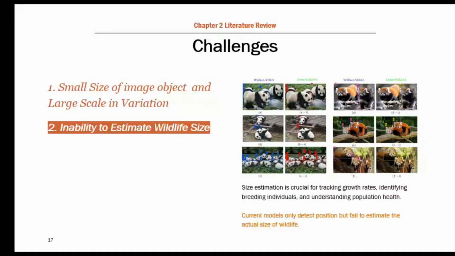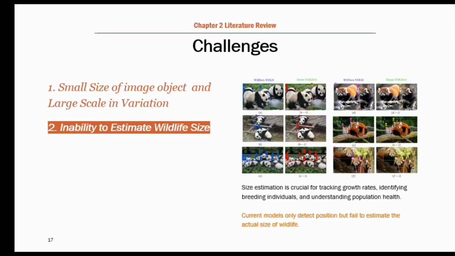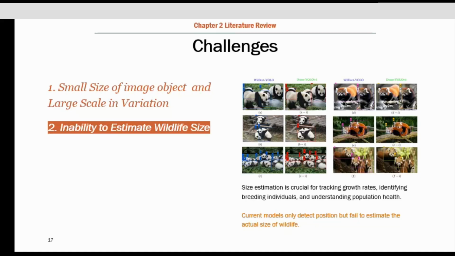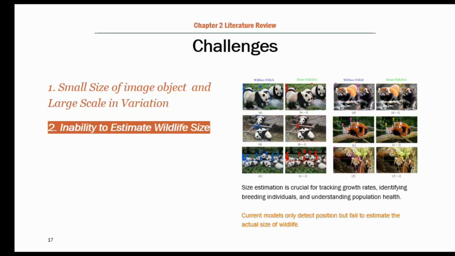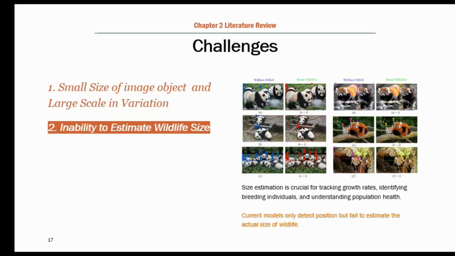bounding box enclosing a giant panda is similar in size to a bounding box enclosing a red panda, we can't conclude that the two animals are the same size, because in reality, a giant panda is much larger than a red panda. So the second challenge is that the current object detection model cannot be used to estimate the real size of the detected animals.